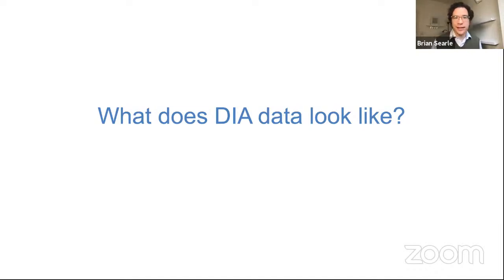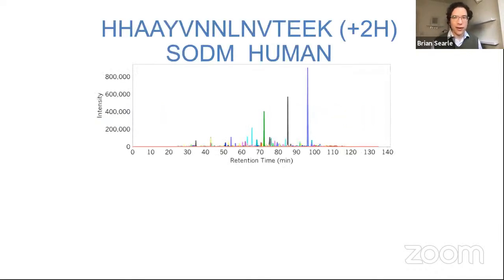Okay, so what does some of this DIA data look like, and how messy actually is it? Here I'm looking at a specific HHAA peptide from superoxide dismutase in this particular sample. If I show you all of the extracted fragment ions across time, each one of these colors represents a different fragment ion in that particular peptide. For example, if the first fragment ion has a mass of say 475, here I'm extracting out 475 across the entire retention time.